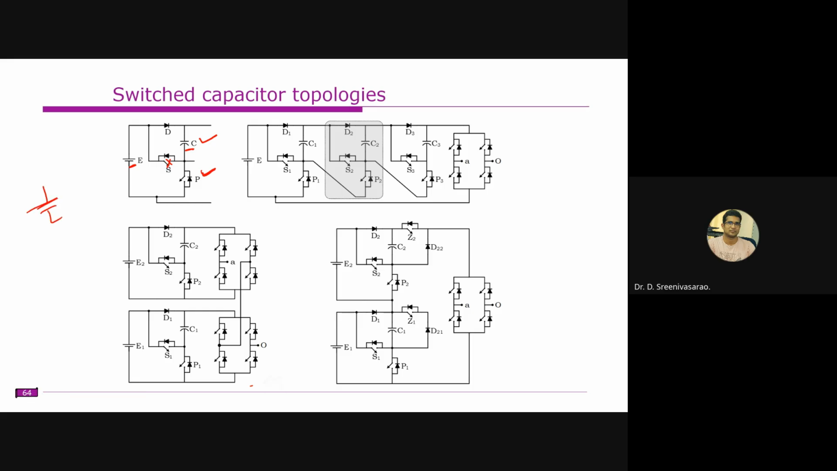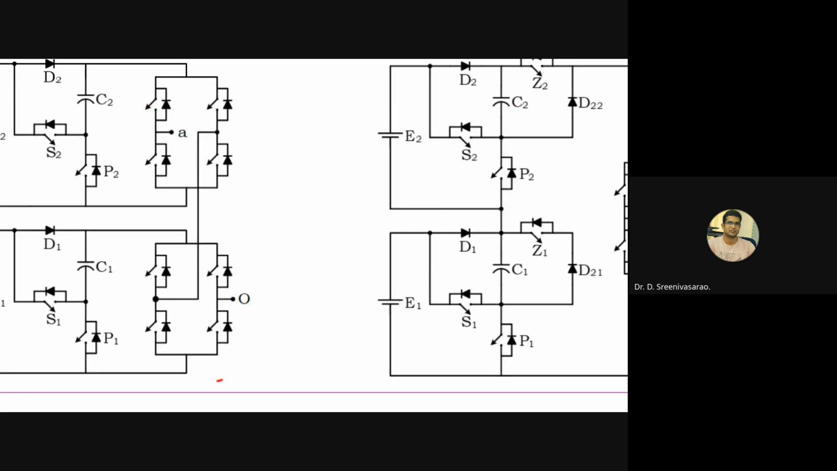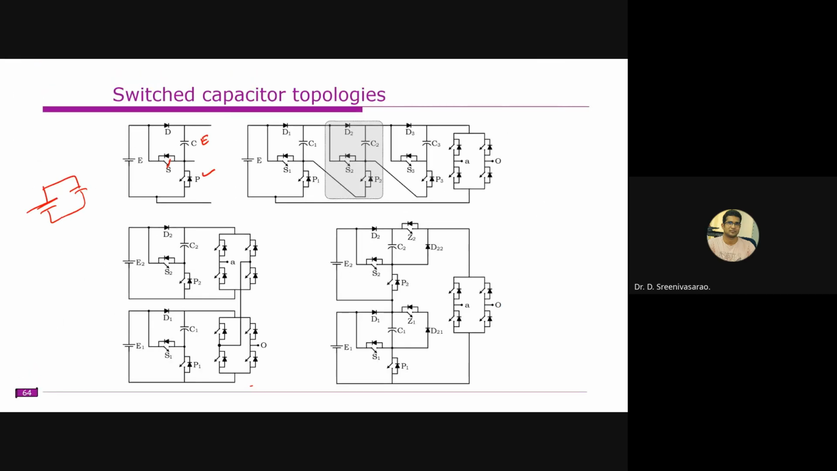Right, this is E here, and this is the capacitor. If you turn on the switch P, this capacitor is also charged to E voltage. So now the capacitor is charged to E voltage. Now we will turn on the switch S.